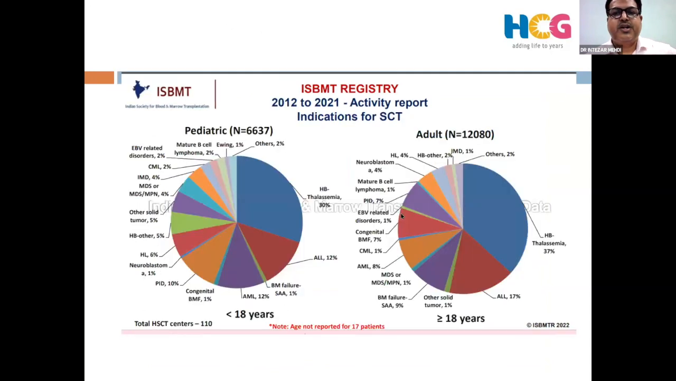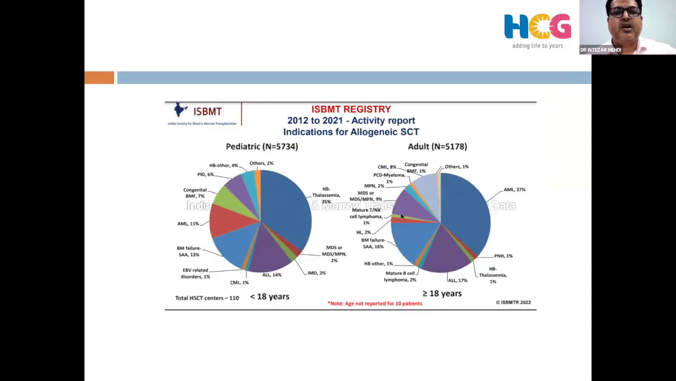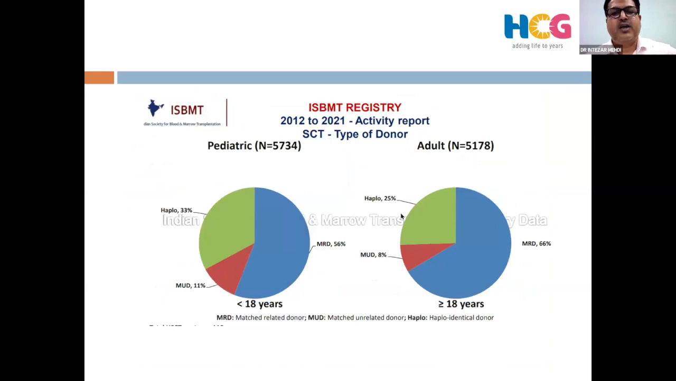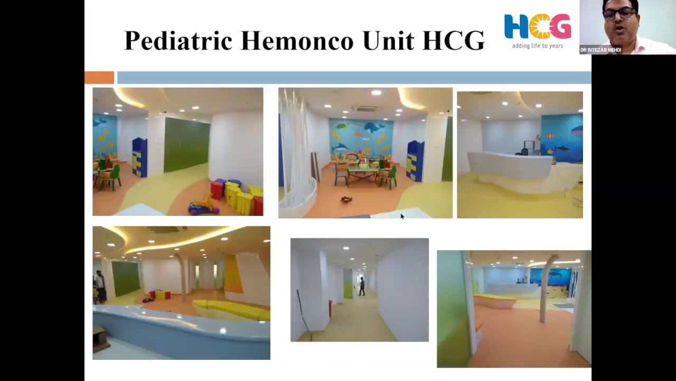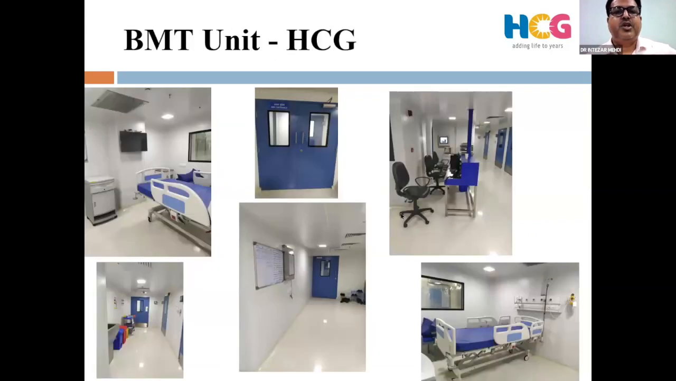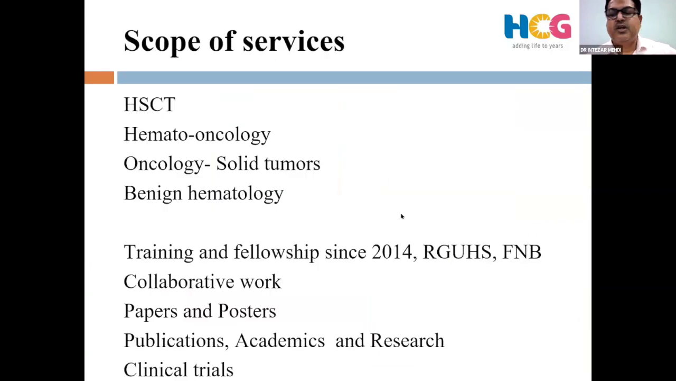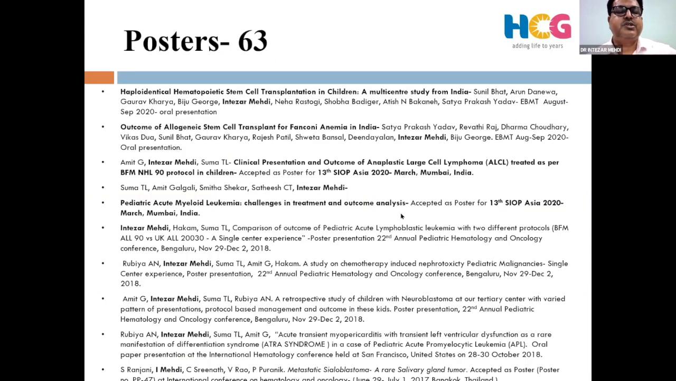So this is the transplant data from our country. We've done about 25,000 odd transplants, adult and pediatric about 6,000. And as you can see, this is the transplant data from our center, 400 odd patients. This is our unit where we do our work, and the BMT unit, 9-bedded, state of the art, and we do all kinds of hemato-oncology, transplant, solid tumors.